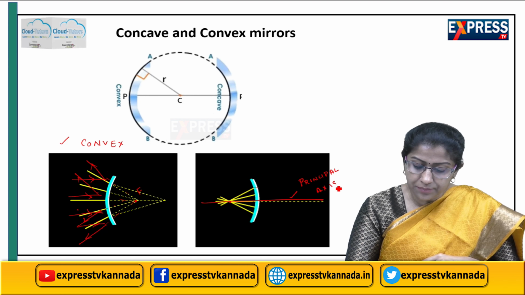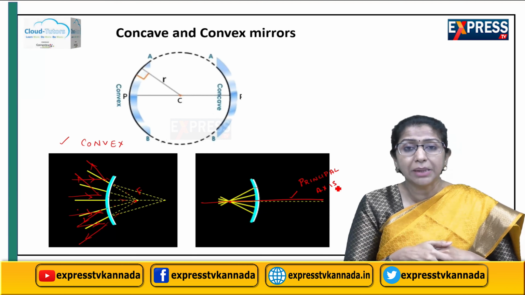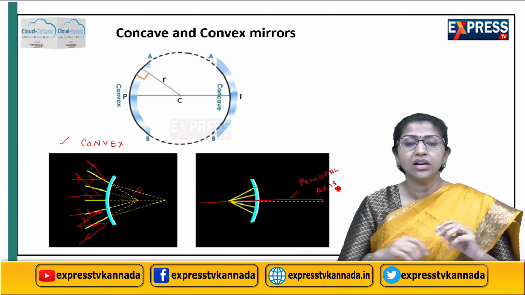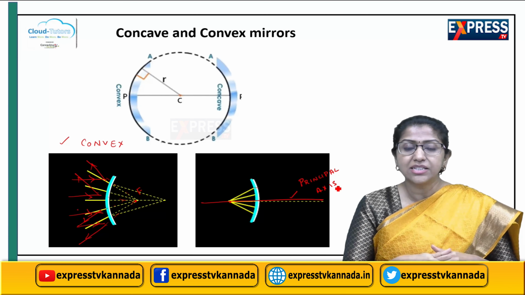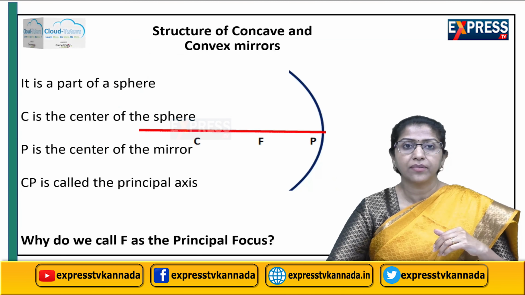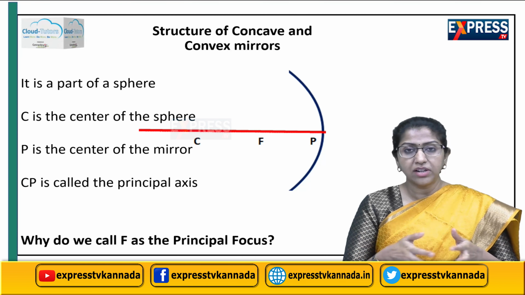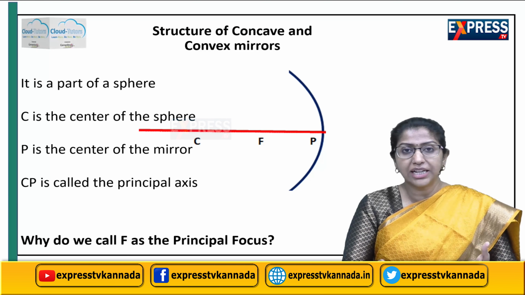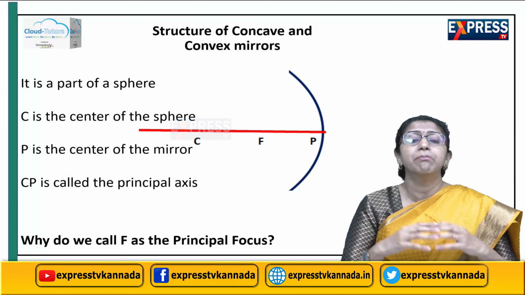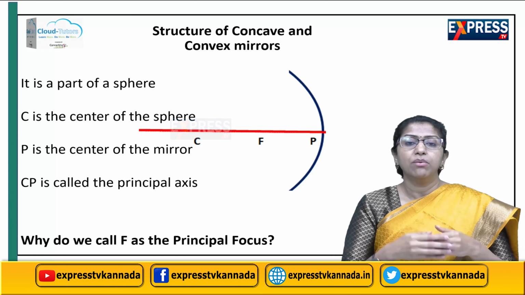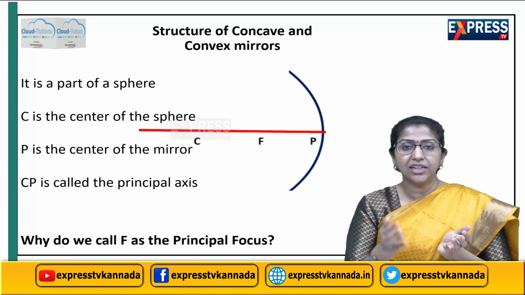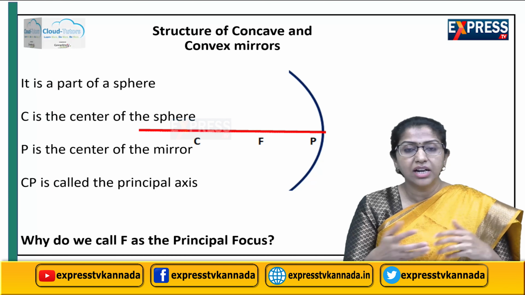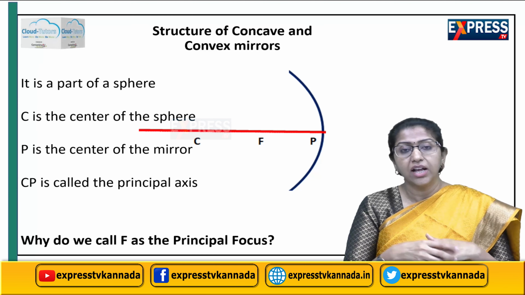So what do we mean by principal axis? The principal axis is a horizontal line that runs through the pole of the mirror. Let's look at these terminologies in detail. When it comes to the structure of the mirror, as you have already seen, they get their name as spherical mirrors because they are part of a sphere. When a portion of a sphere is cut and silvered on one side, it becomes either a convex or a concave mirror depending upon the silvered side.